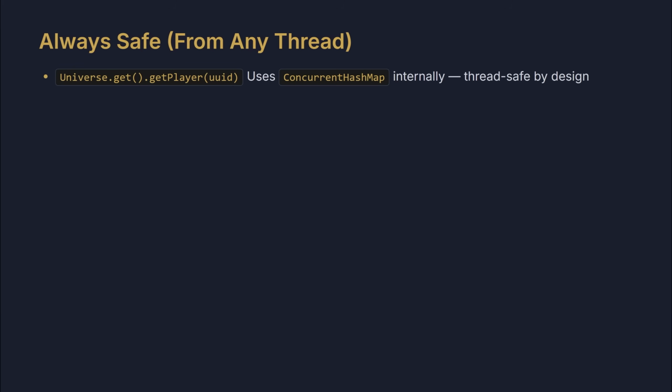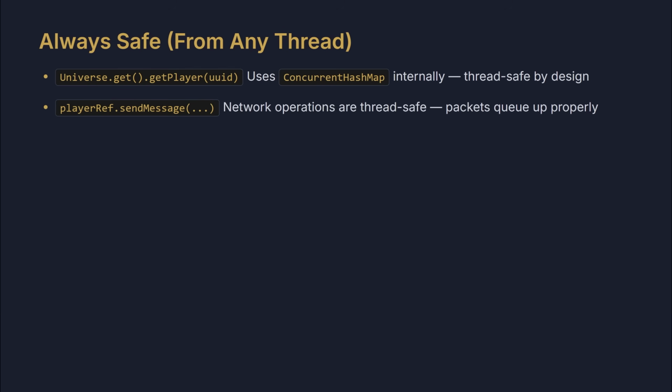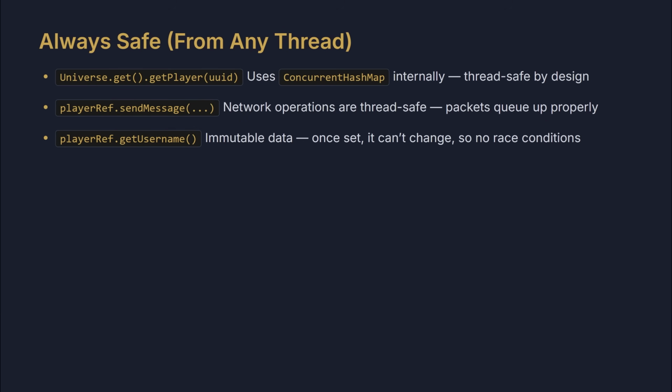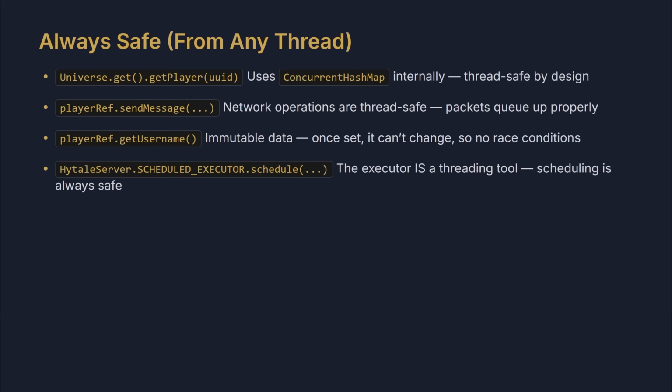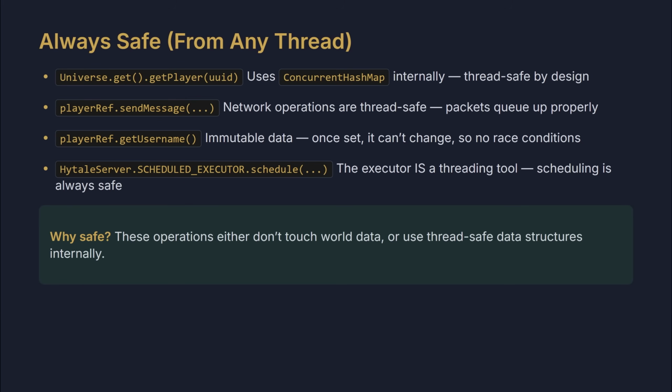Always safe, for example, is universe.getPlayer. It uses a concurrent hash map internally. It is thread safe by design. Network operations are also thread safe because packets queue up properly. Getting data from the player ref is also safe because it's immutable. Once set, it can't change, so no race conditions. And the scheduled executor of the Hytale server itself is a threading tool, so scheduling is always safe. So why is it safe? Because these operations either don't touch world data or use thread-safe data structures internally.